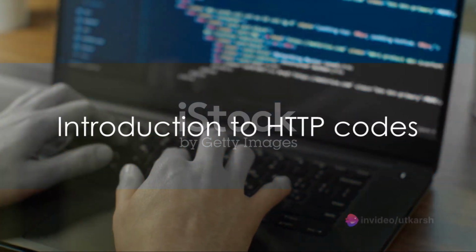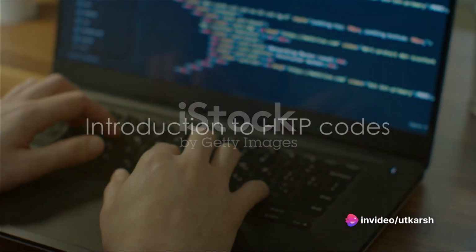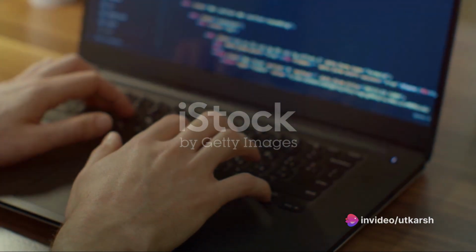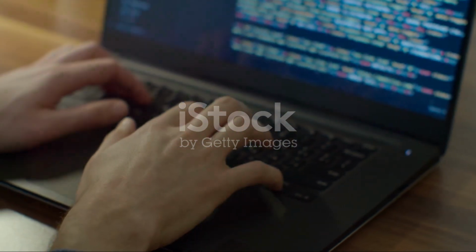Ever wondered what HTTP codes mean in software testing? Well, let's dive into the fascinating world of these three-digit numbers. HTTP, or Hypertext Transfer Protocol, is the system used to send and receive information on the web. And those codes? They're the server's way of letting us know how that process went.